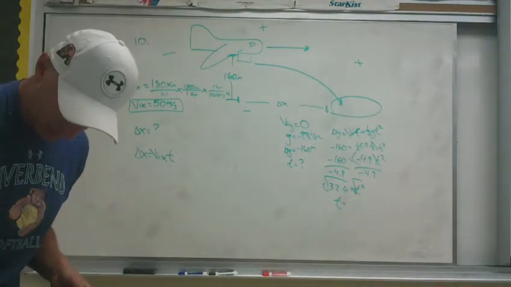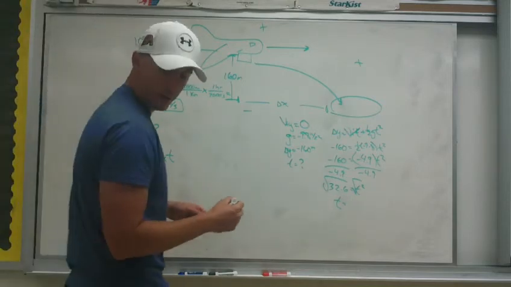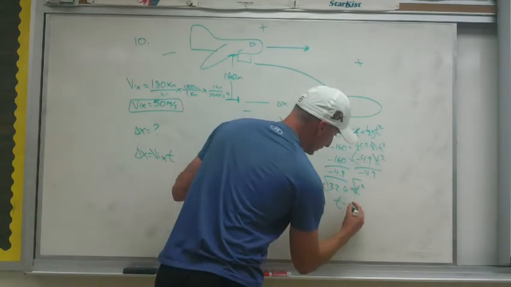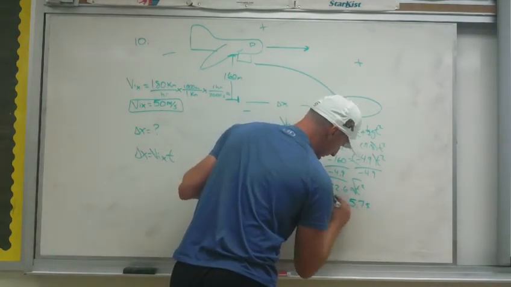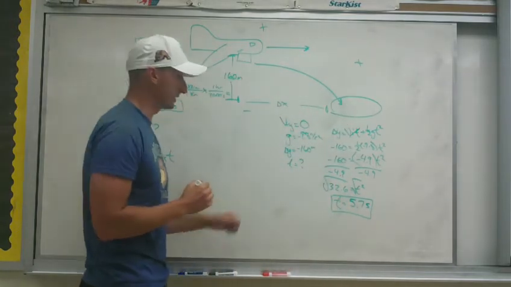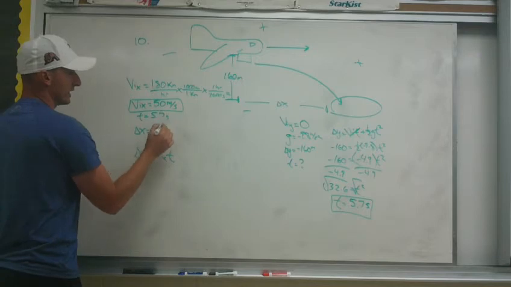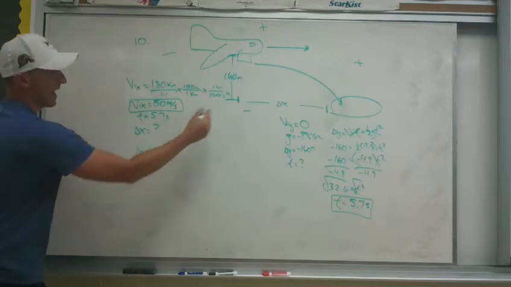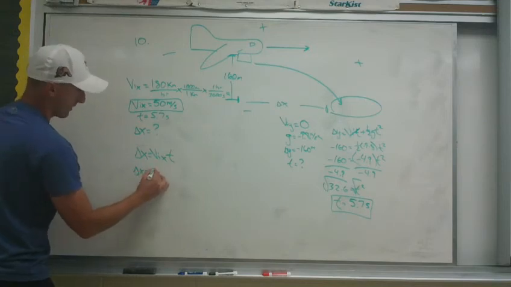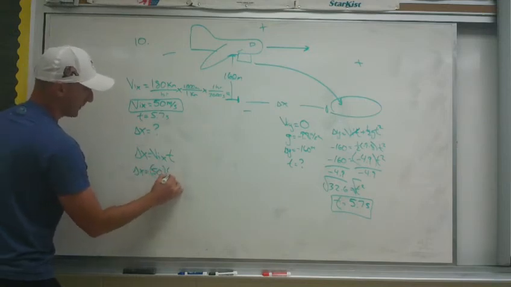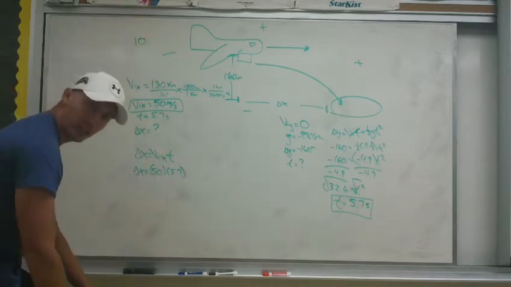Take the square root, and t equals 5.7 seconds. Okay, 5.7 seconds. I can now use this over here. T equals 5.7 seconds, so I plug in. I need to find how far in advance, so delta x. The plane's traveling at 50 meters per second, and it's going to take 5.7 seconds for the package to fall vertically.